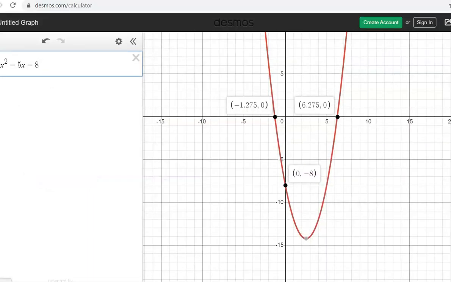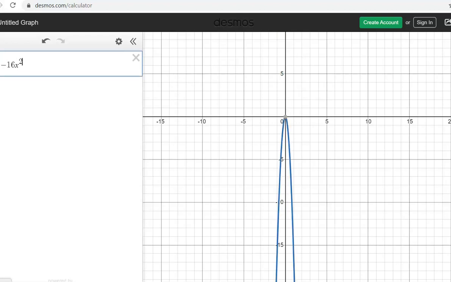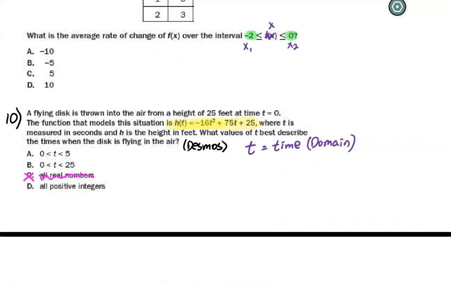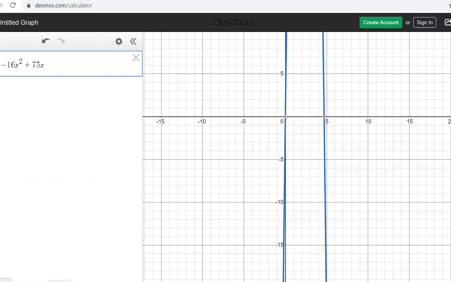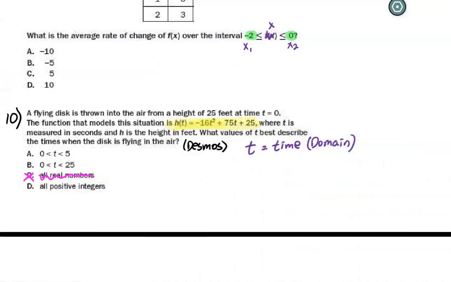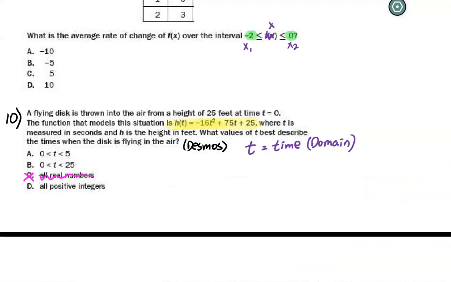So let's see. Negative 16 t squared. Let's see if this t is going to work. Maybe not. Let's use x. There we go. Let's use x. Plus 75t, or x. Whoops. Plus 25. Okay, so here's our graph. It started somewhere at 0, but all I care about is my other x-intercept.